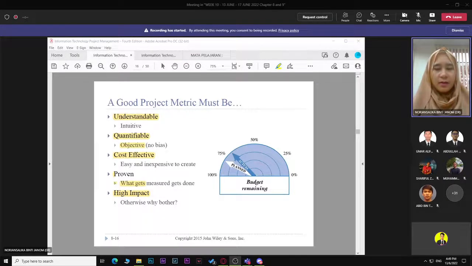Okay, so the others: a good project metric when you want to measure, of course, needs to be understandable. Meaning that the purpose, the meaning of sales, for example, people know, and in the team they know. Quantifiable, meaning that it can be quantified. Easy, very objective. When you talk about sales, you know sales are facts and figures. And it is very effective, easy, and not expensive to create. For example, you want to know the sales of the product for that particular month. It is easy to get the data, and easy to measure as well.